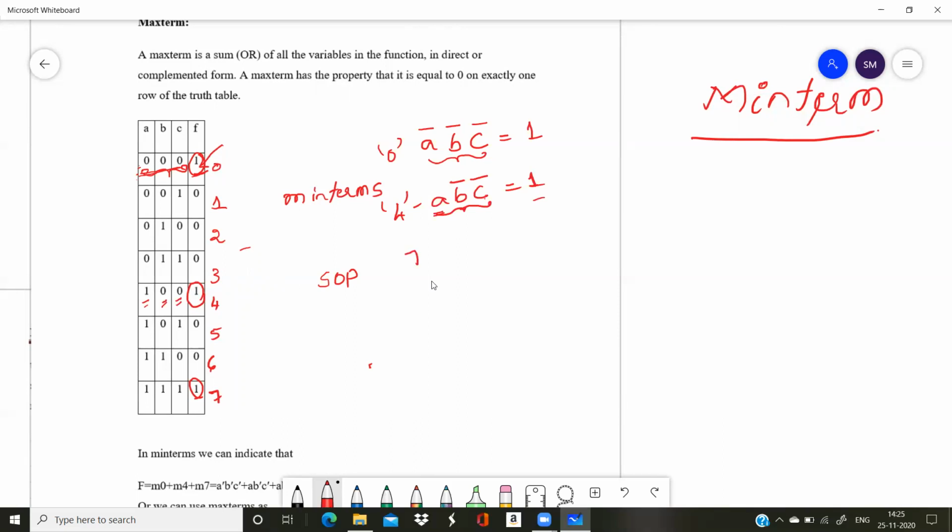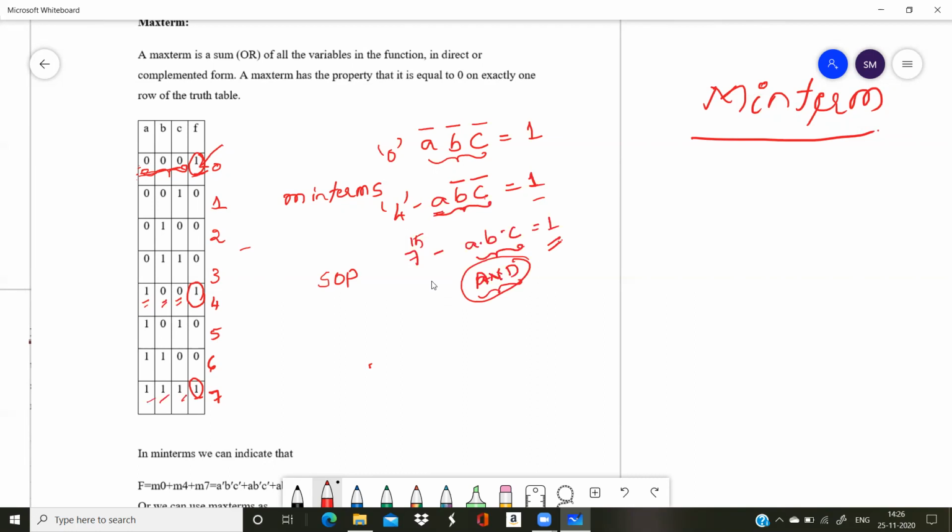Similarly, in the 7th row, A, B, C are the variables, and all are equal to 1. You can see here in the truth table, A, B, C, all are 1. Therefore, no complement. A dot B dot C is equal to 1. So we are representing this in the AND form, that is A dot B dot C. These terms which are represented in the AND form are called the min terms.